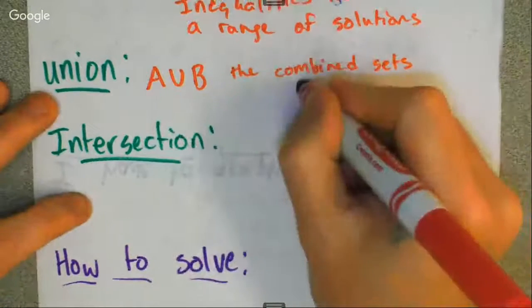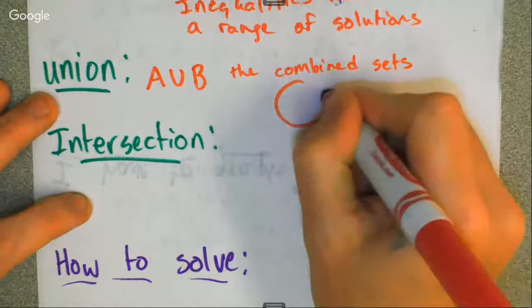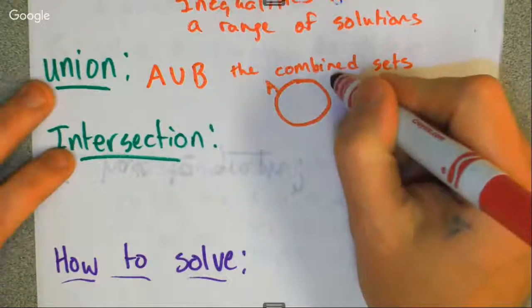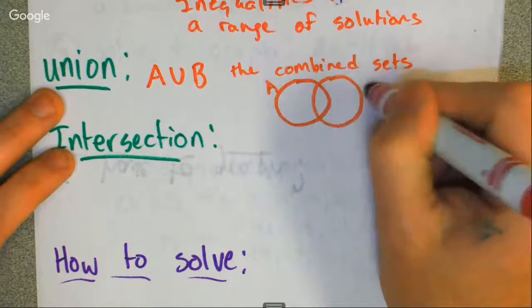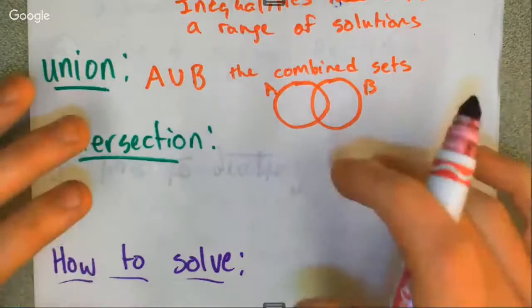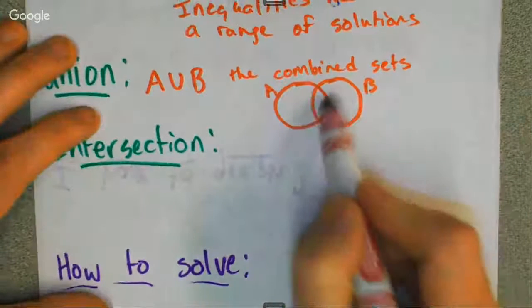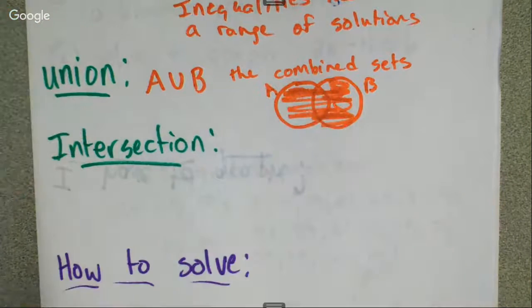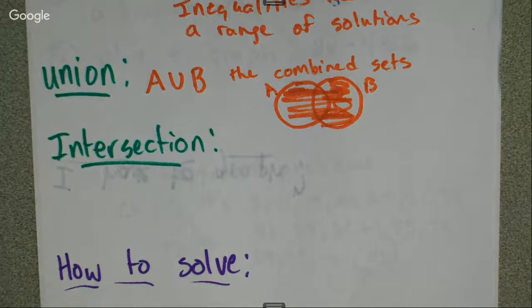So if I have this set right here, this is A. So A has a bunch of numbers in it. And if I have this set B over here, there are a bunch of numbers in it. The union is all of this stuff. Okay, it is the union of them together.